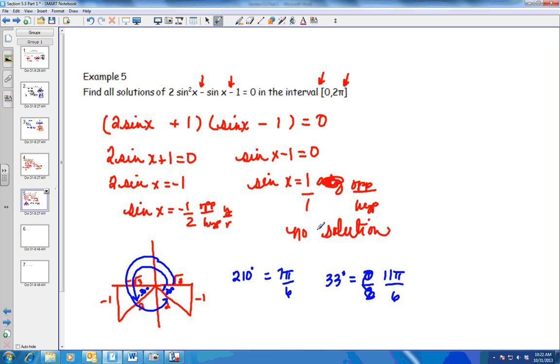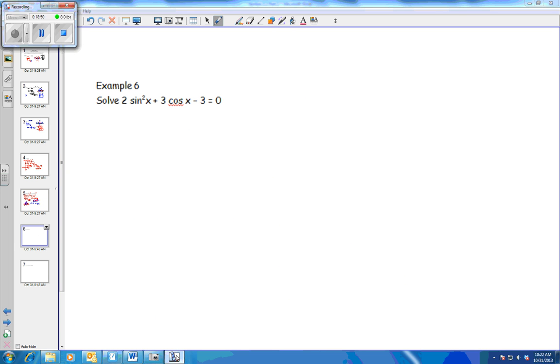Go back and look at this. Sine x equals 1. I just had a brain freeze here. I can't draw my triangle. Yeah, that's right. I was thinking, where's my y value? 1 is a quadrantal angle. That's not right. So no solution is the correct answer for that part. Okay, 2 more examples. Example 6.